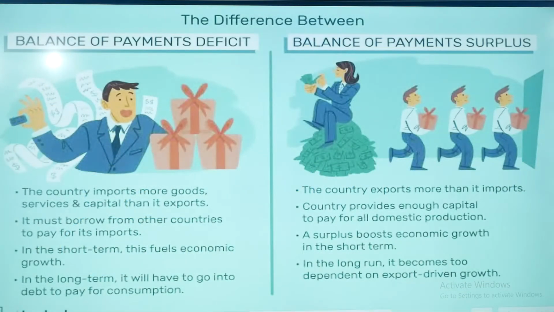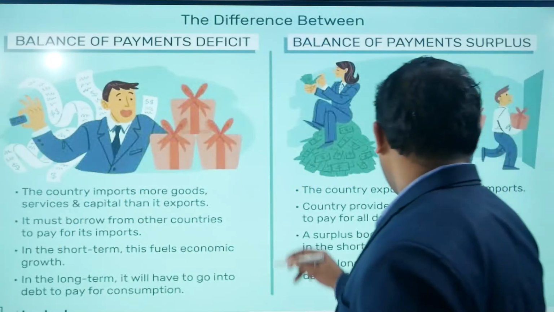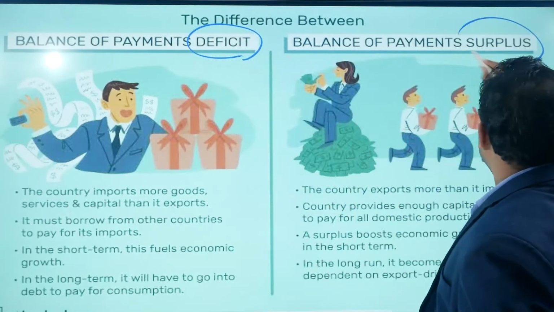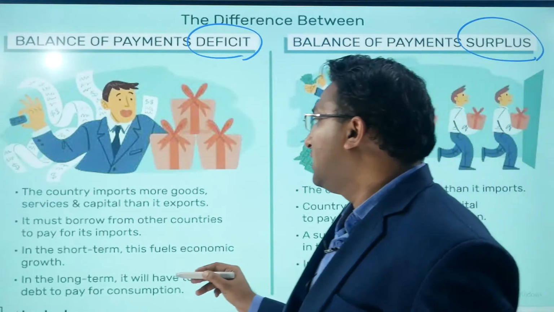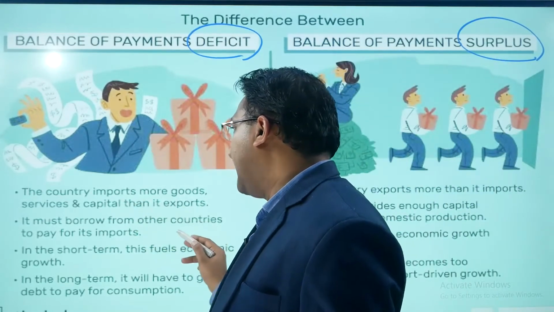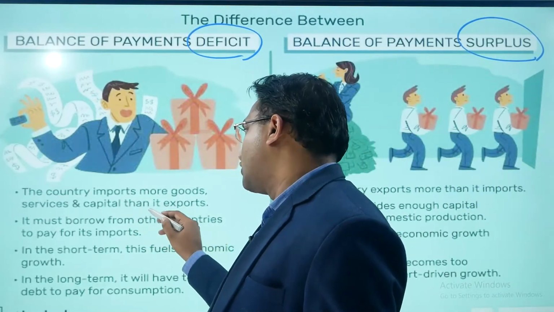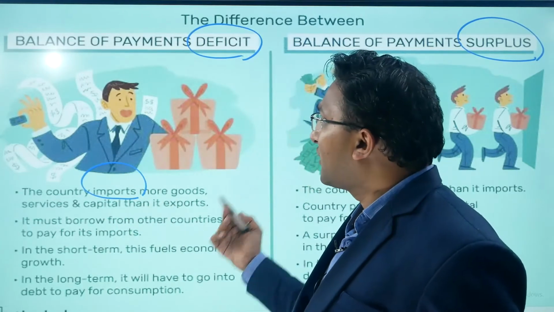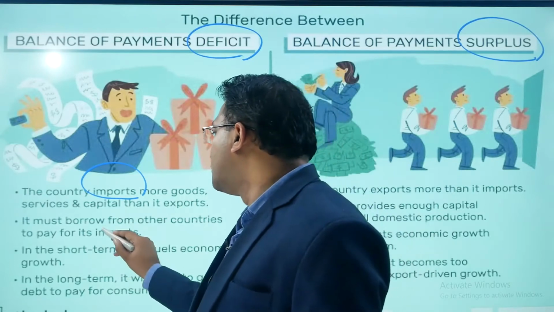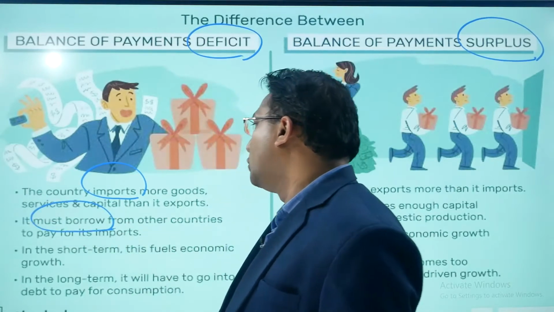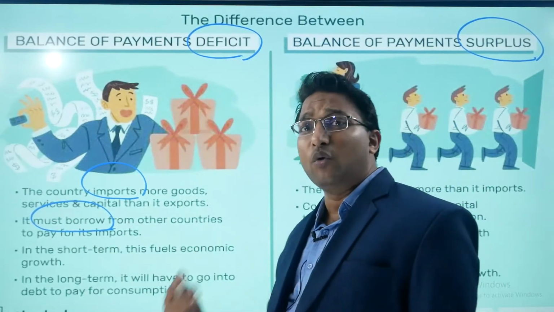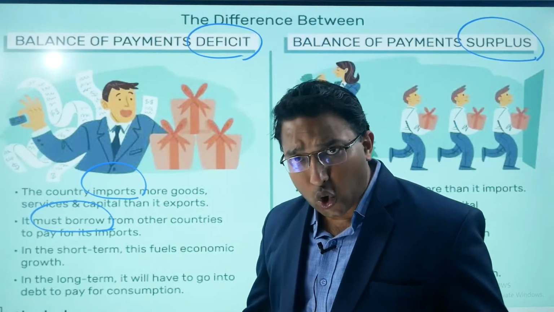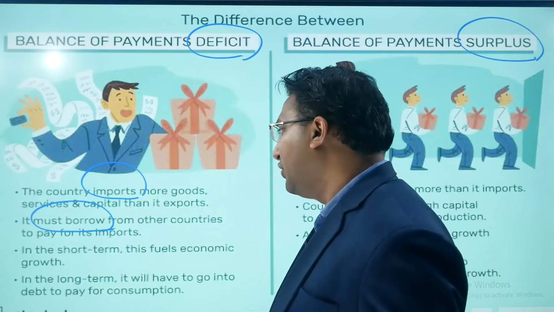Now the difference between the BOP deficit and the BOP surplus. In a BOP deficit, the country imports more goods, services and capital than its exports. So import is more than export. This is what is reflected by the BOP deficit. It must borrow from other countries to pay for its imports. Definitely, if the import is more than export, either the foreign exchange reserve stock will decrease or it will have to borrow from the foreign country.